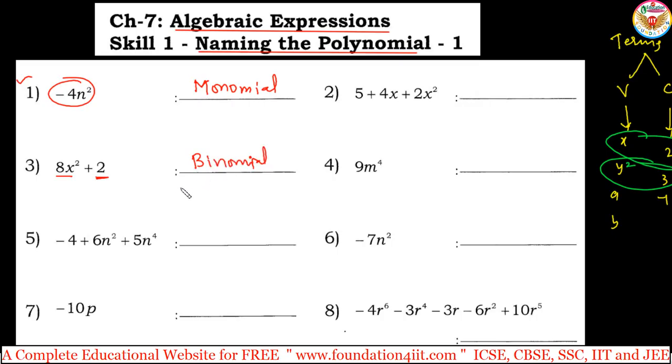Because two terms. More than 2, that means 3. 3 terms is a trinomial. There are 3 terms joined: -4, 6n square, 5n to the power 4, joined with plus or minus, right? And more than 3 terms we can call a polynomial. This is example number 8. Poly means many. So polynomial, right? So these are the naming.